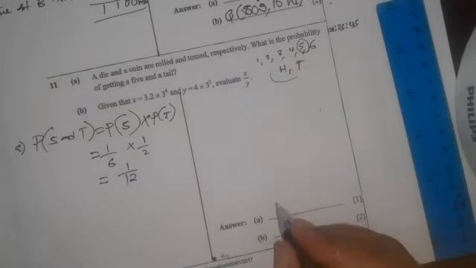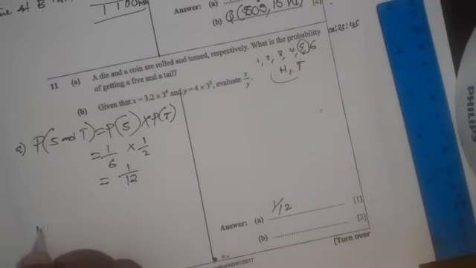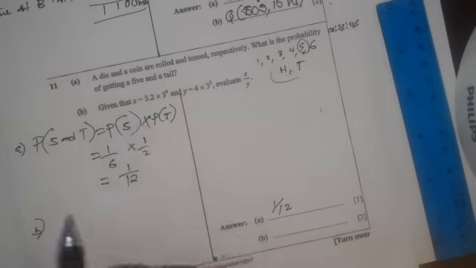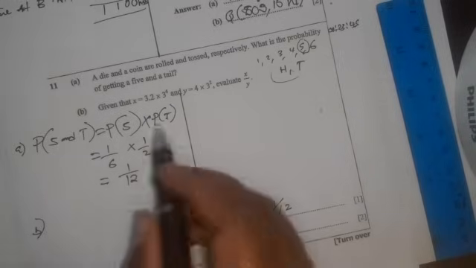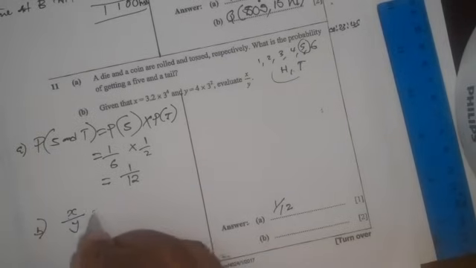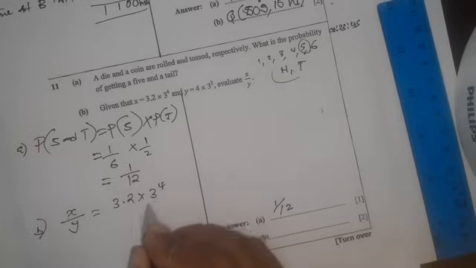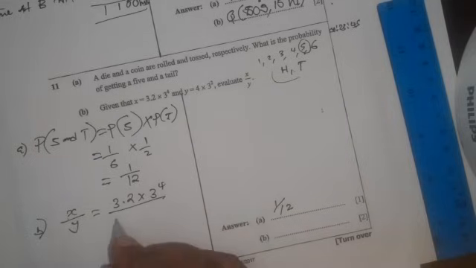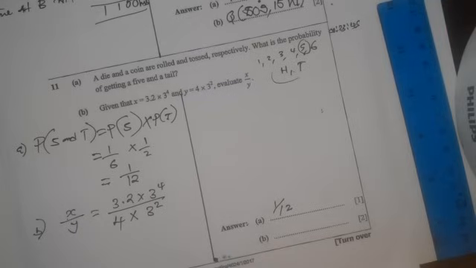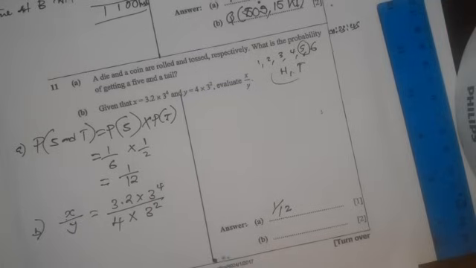Okay, so we write it here. 1 over 12. I go to B. Given that x is that, alright, and y is that, evaluate x over y. Now, what is x? 3.2 times 3 to the power 4 divided by 4 by 3 to the power 2. That's what we have. Okay.